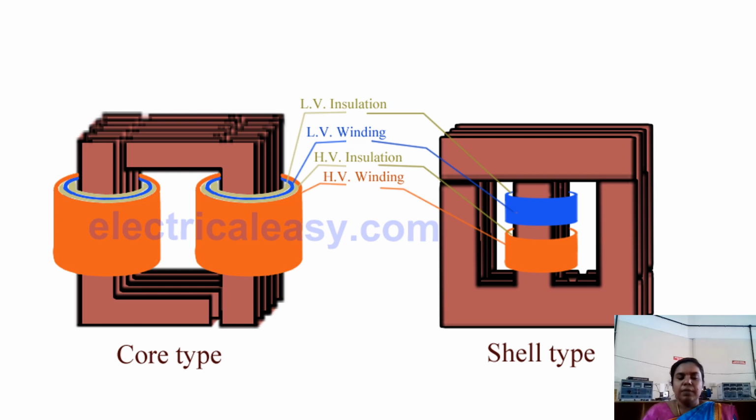Another important thing is that in core type, the copper requirement is high when compared to the shell type. Because of that, the lamination requirement also will be high in core type. But when we compare these two, the output will be higher in shell type than in core type.